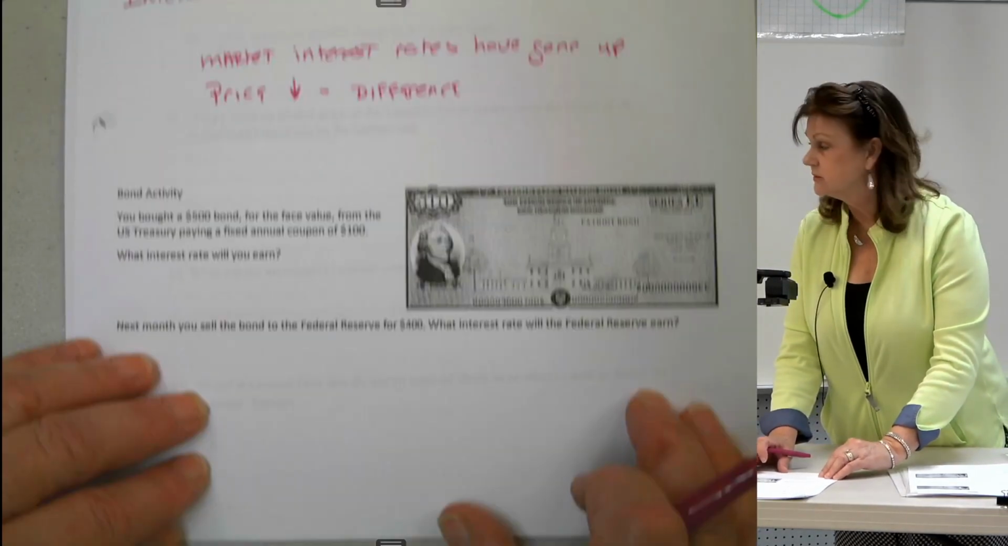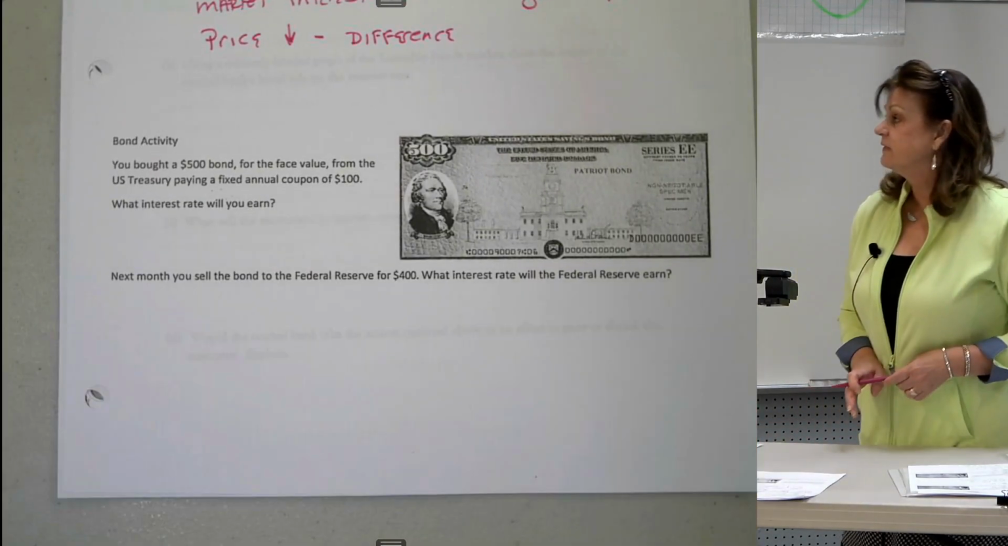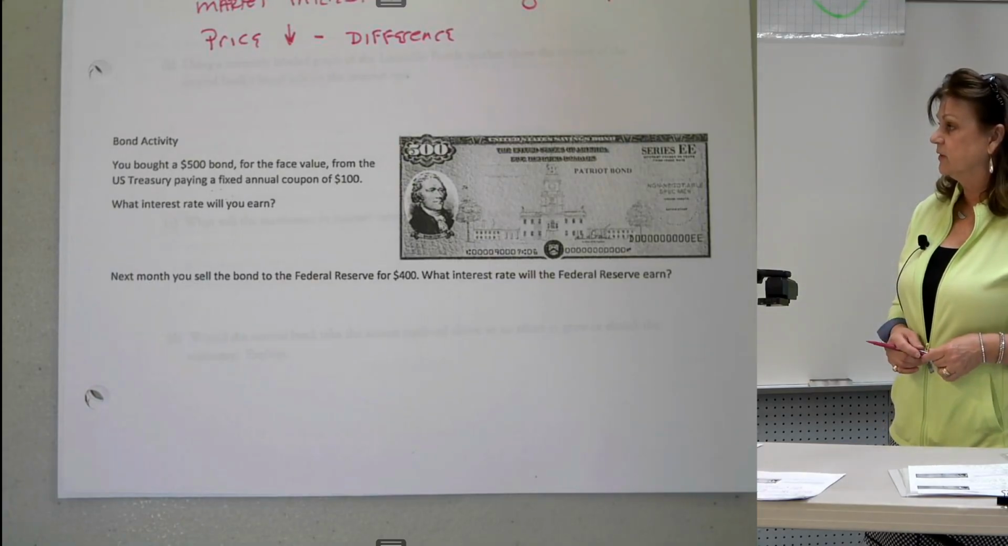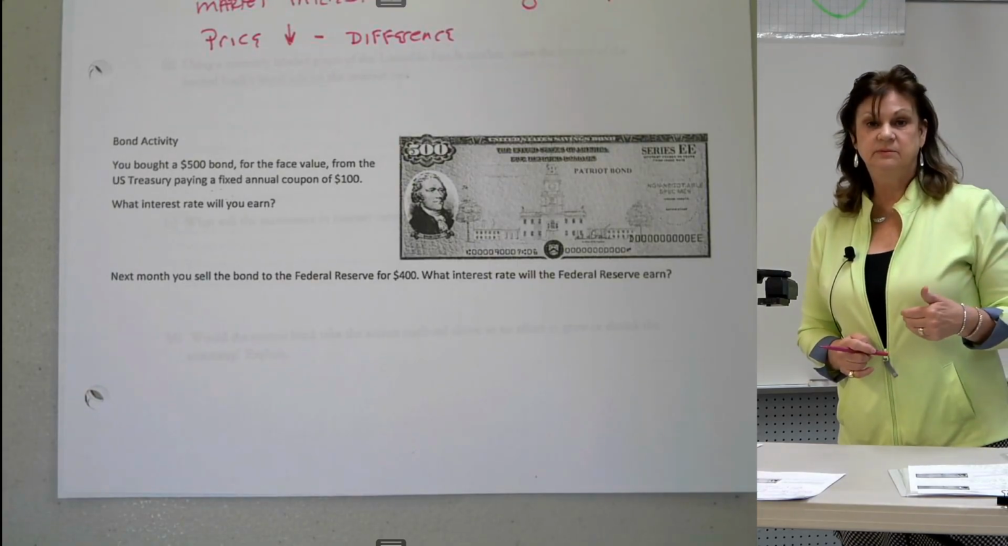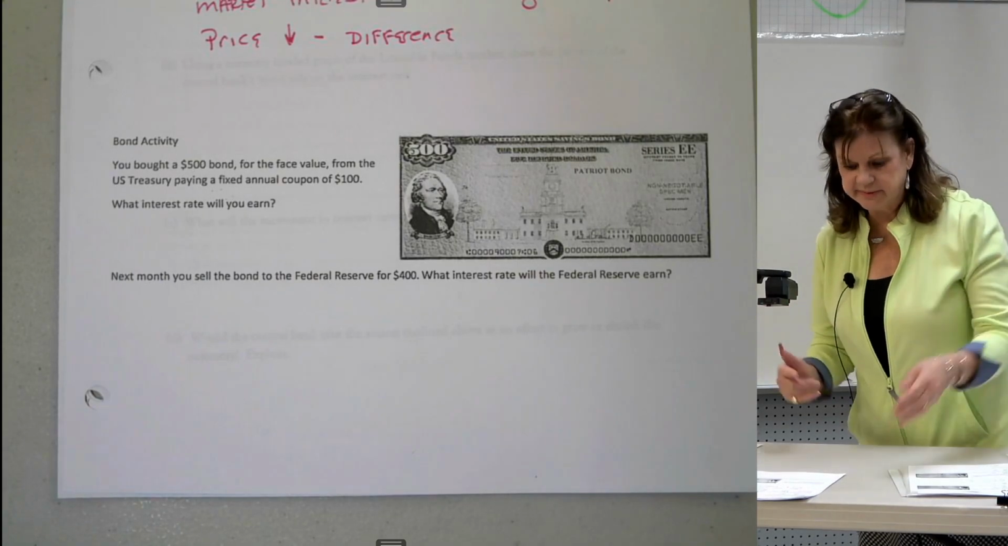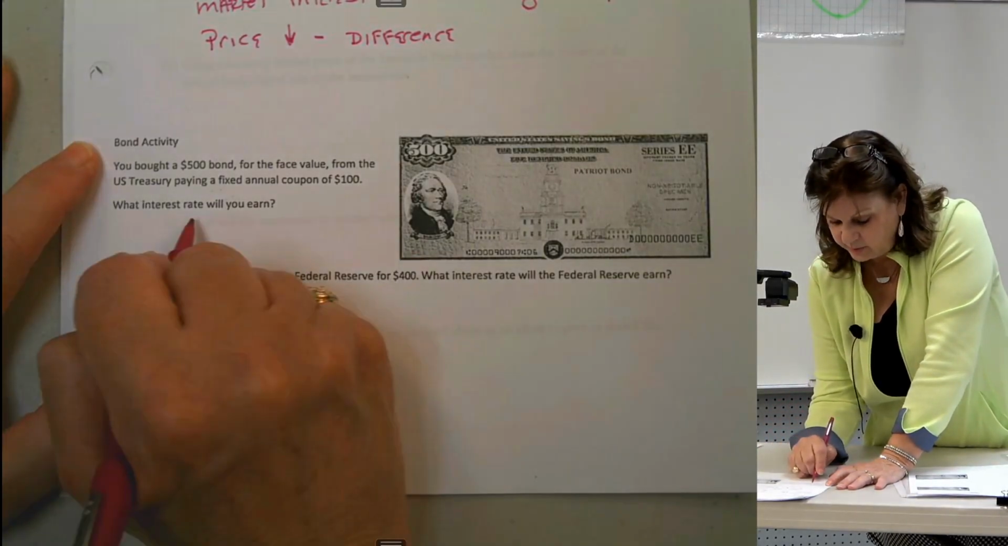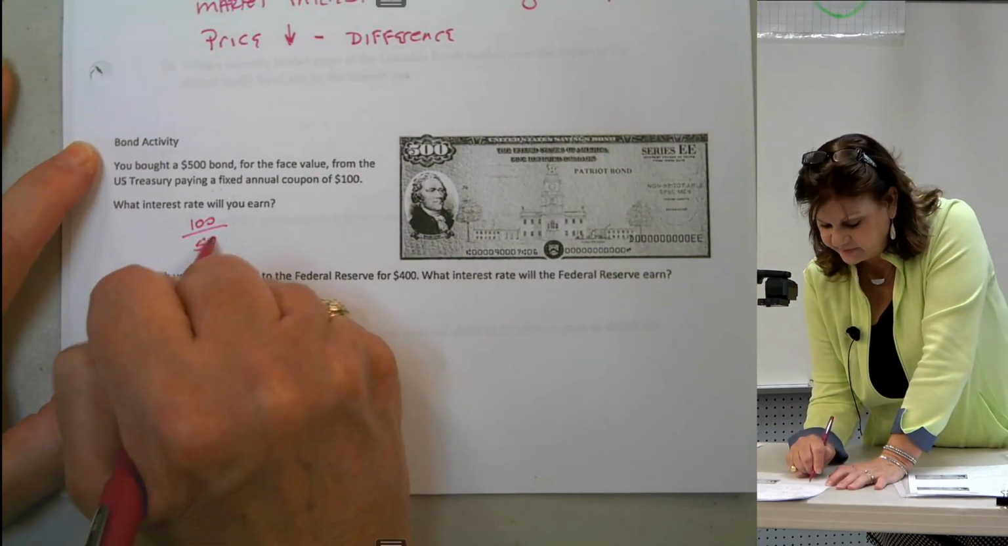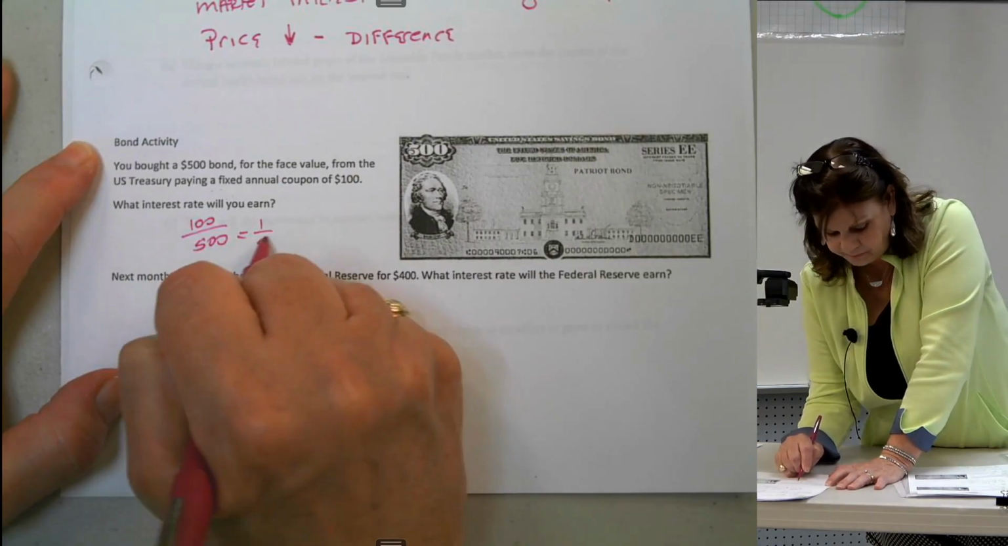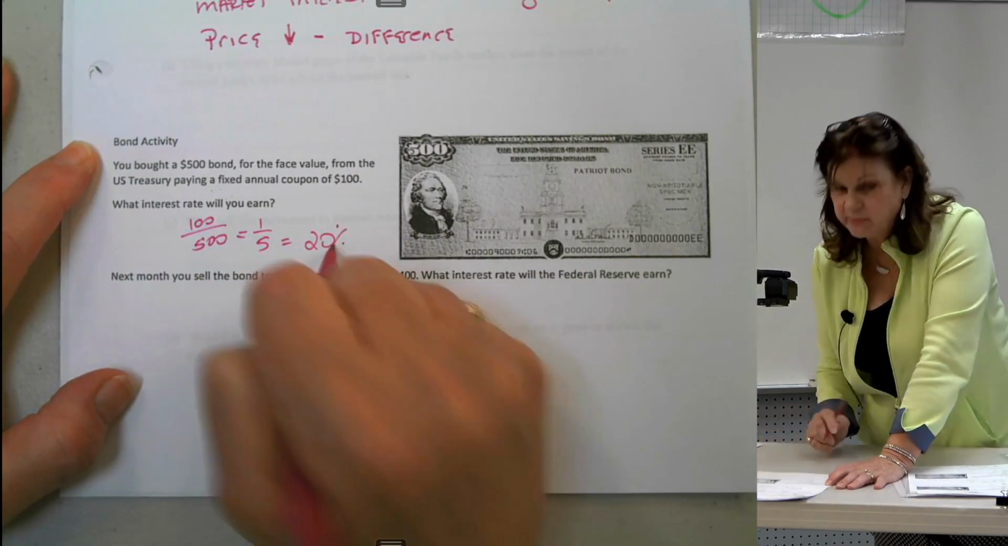All right, let's look at the next one. You bought a $500 bond for face value, and it's paying $100. So again, what's our rate of interest? Well, the coupon divided by the face value, another 20% bond.